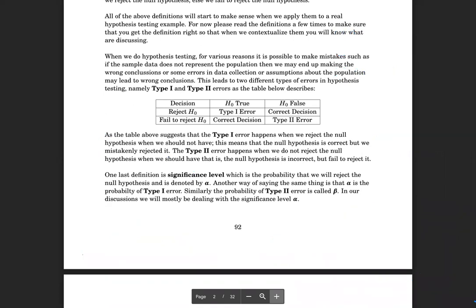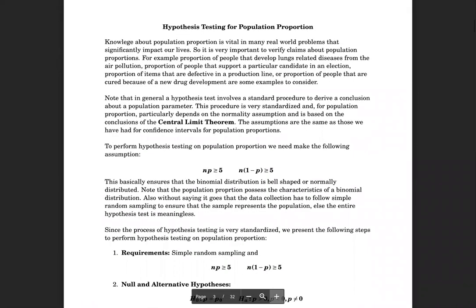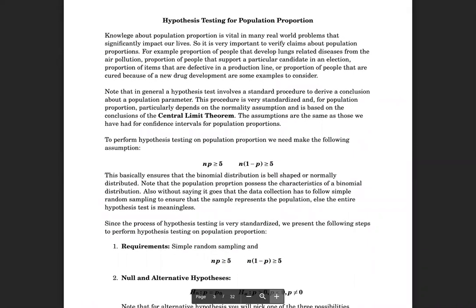Let's move on. Now we are going to be in our PMS structure. We are actually going to do proportion, mean, and standard deviation. We are going to do hypothesis testing for proportion, hypothesis testing for mean, and hypothesis testing for standard deviation. So first we are going to do hypothesis testing for proportion. So remember that PMS acronym.